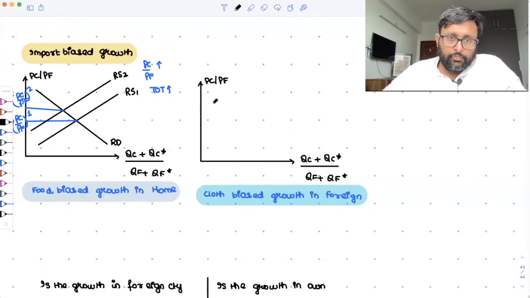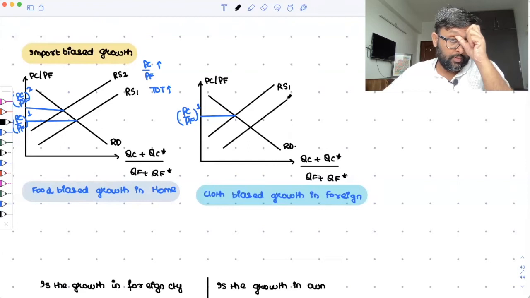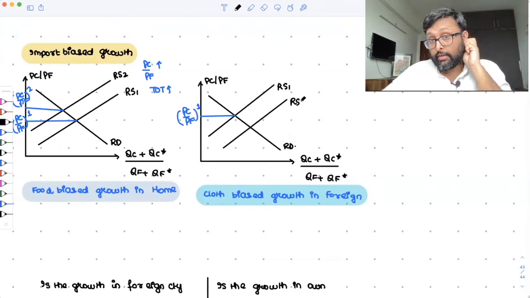Then you have the relative demand curve and the relative supply curve in foreign, and you have PC by PF 1. And now it is the cloth bias growth in foreign. So foreign is importing cloth, and there is an increase in the cloth bias growth. So the relative supply of cloth is increasing.